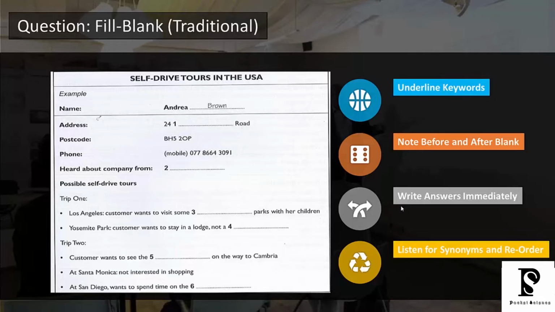In addition to that, you got to make sure that you write your answers immediately when you hear them. If you hear something that you think is the answer, write it right away. Don't wait. That's not something that you want to do.